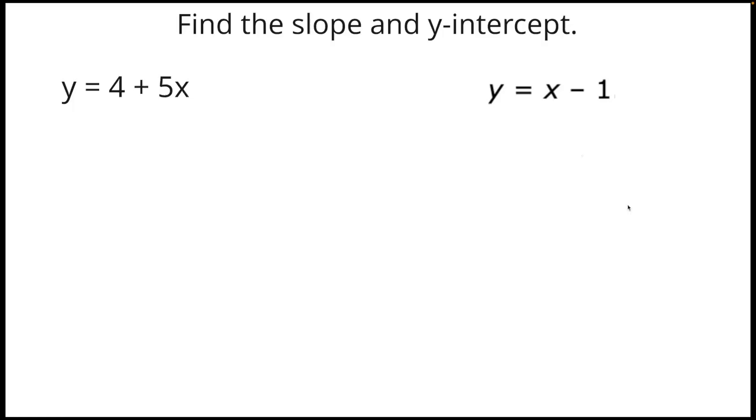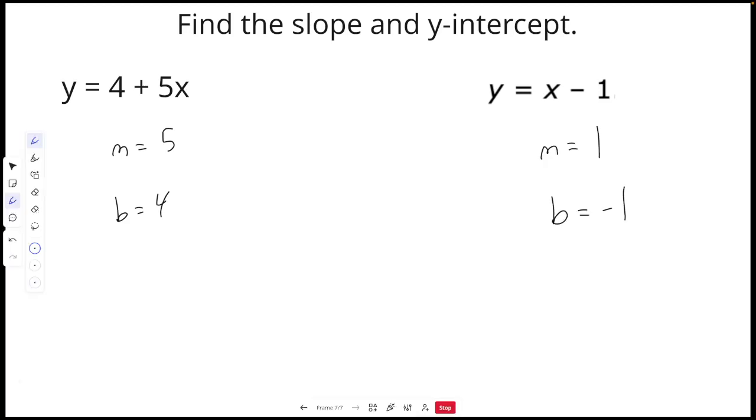Okay, now that you've had time to work these problems, let's check your solutions. For the first problem, they changed the order on you, but you should have said the slope is 5 and the y-intercept is 4. And for the second problem, you should have said the slope is +1 because there's an invisible 1 there, and the y-intercept is -1.